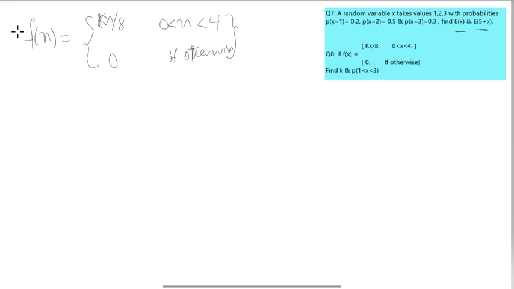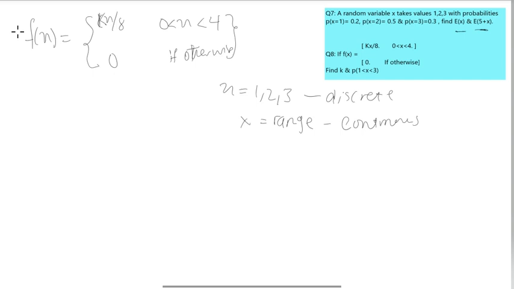So now the difference between this one and this one is that this one deals with discrete values, while this one deals with continuous values. Whenever you're given values, how can you identify them? Whenever x is definite, let's say 1, 2, 3, like what we have here, then it is discrete. But whenever x is a range of values, then it is continuous. So this one is a range of values, which means this is a continuous distribution.